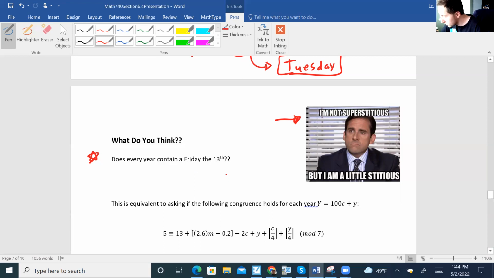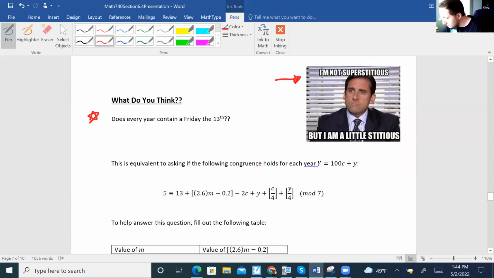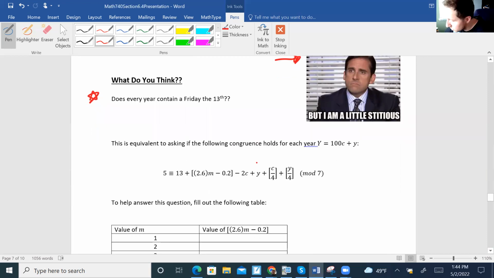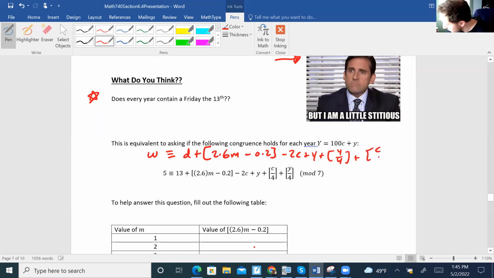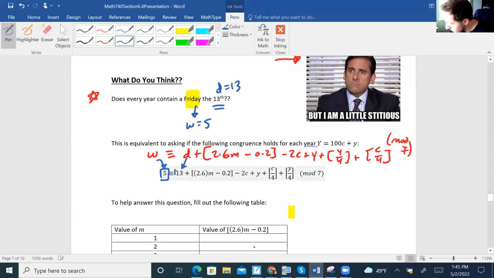And so we can actually use the congruence that we established earlier. Remember, W was congruent to D plus greatest integer of 2.6M minus 0.2, minus 2C, plus Y over 4, plus C over 4. It doesn't matter which one I list first. This is mod 7. So this is essentially asking, I want it to fall on a Friday, so that would mean I want W to be equal to 5. That's where I'm substituting in this 5. And I want it to be the 13th day of the month, so I would want my day number to be 13. That's where I'm substituting in 13.